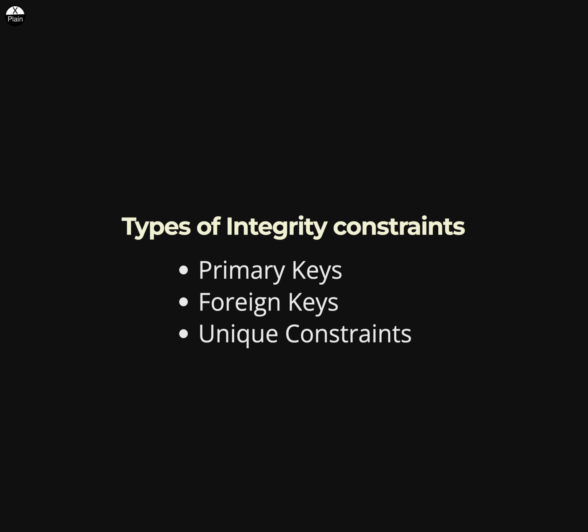A primary key is a column or set of columns that uniquely identifies each row in a table. A table can have only one primary key, and it cannot contain null values.